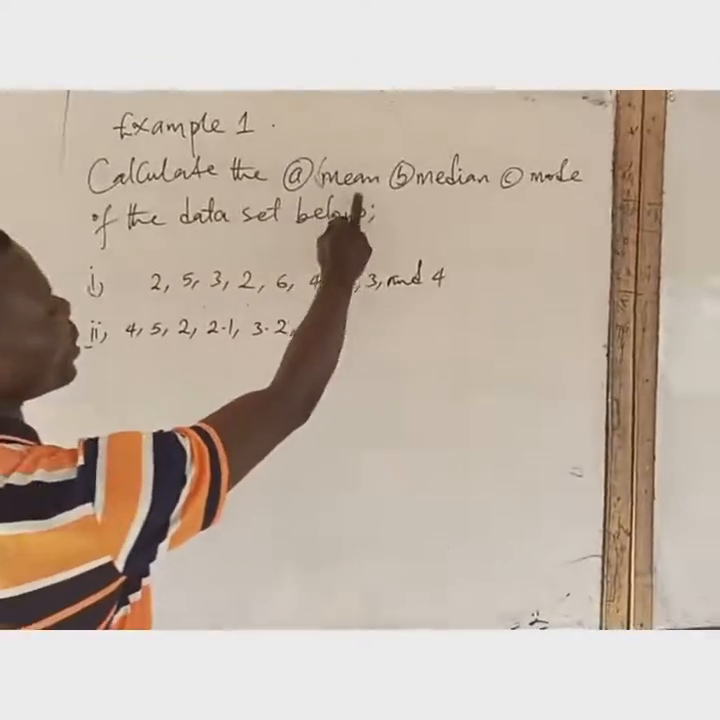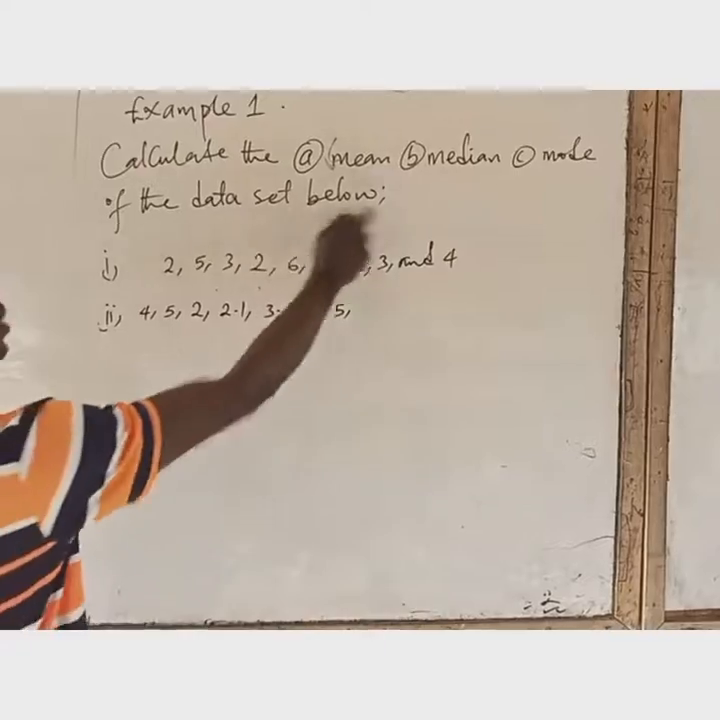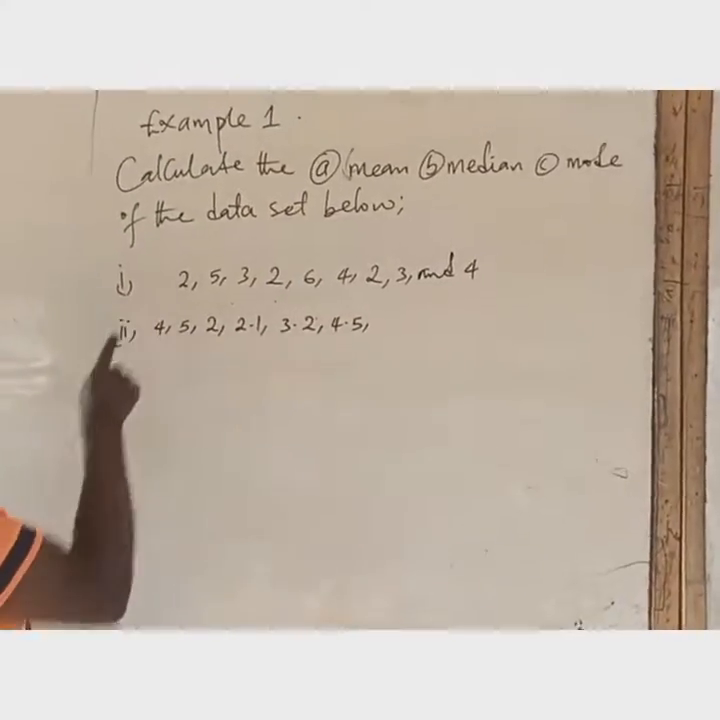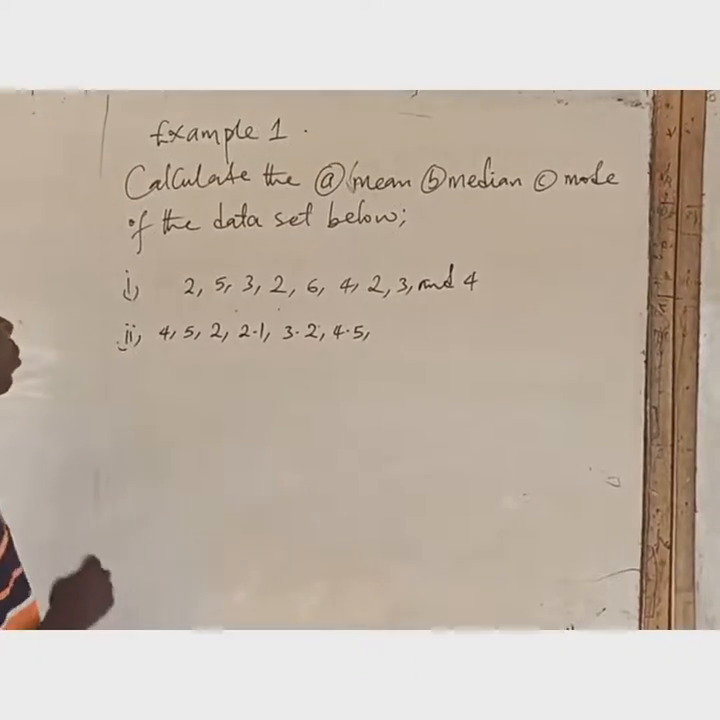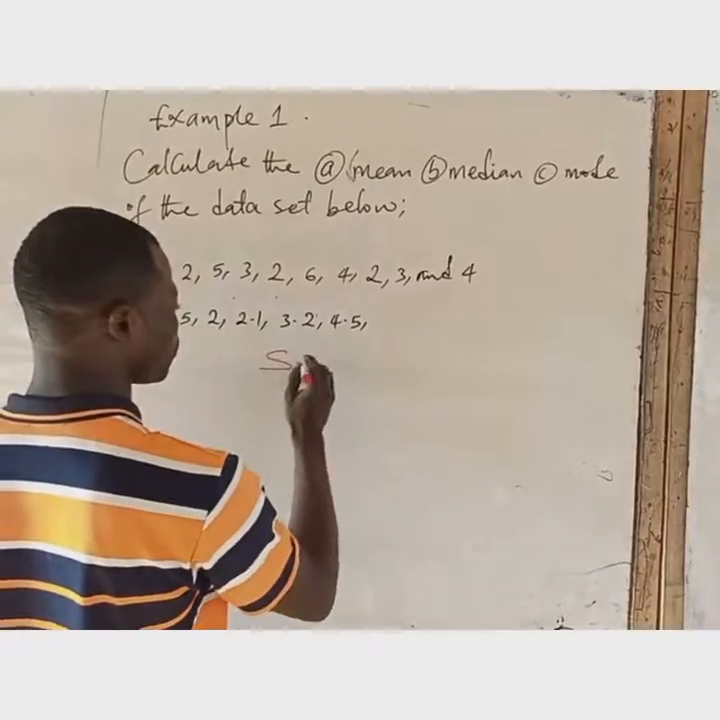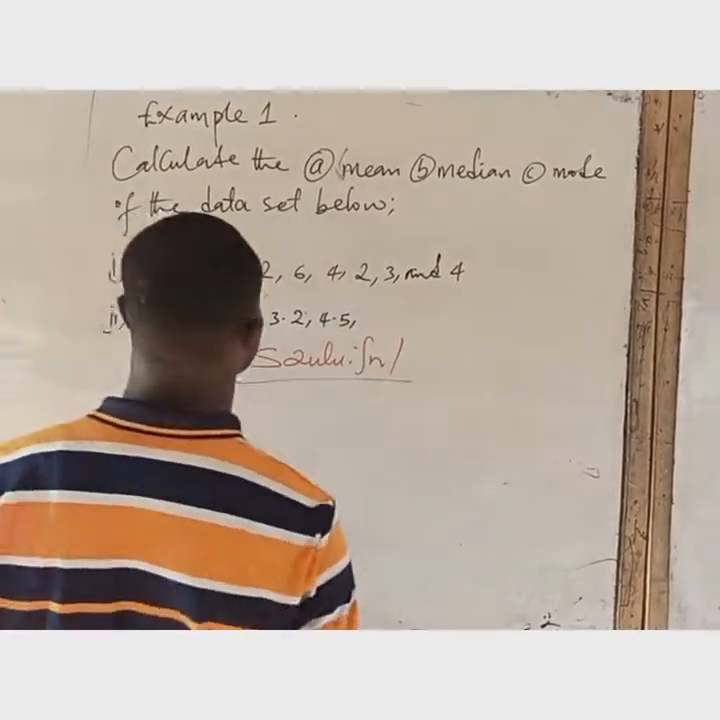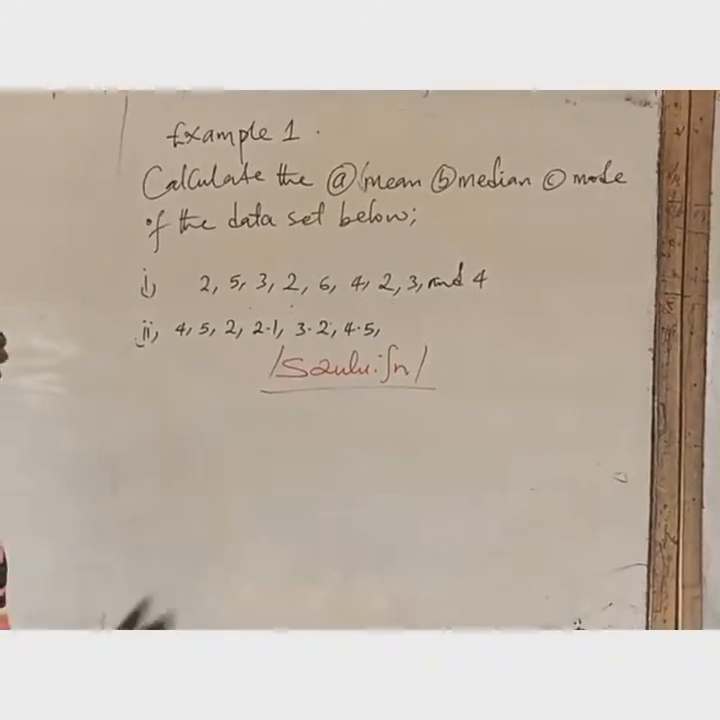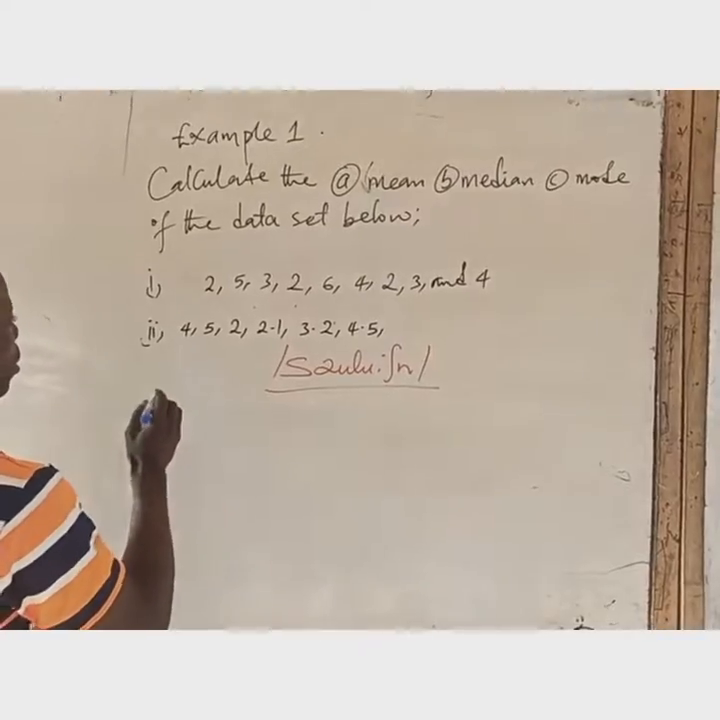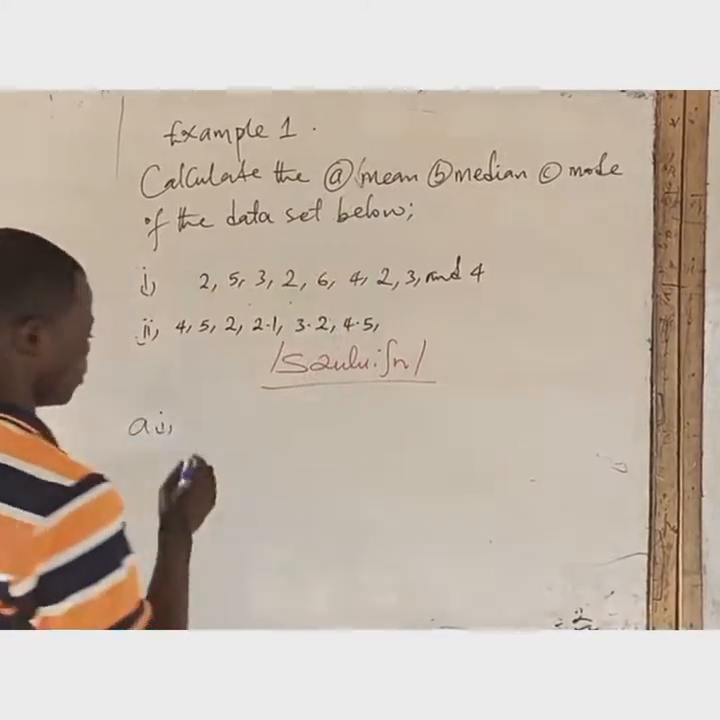Calculate the mean, median, mode of the data set below. Under question number 1 and question number 2, Roman figure 2. So let's write our solution. Number 1, A, under the Roman figure 1, we have to calculate the mean.